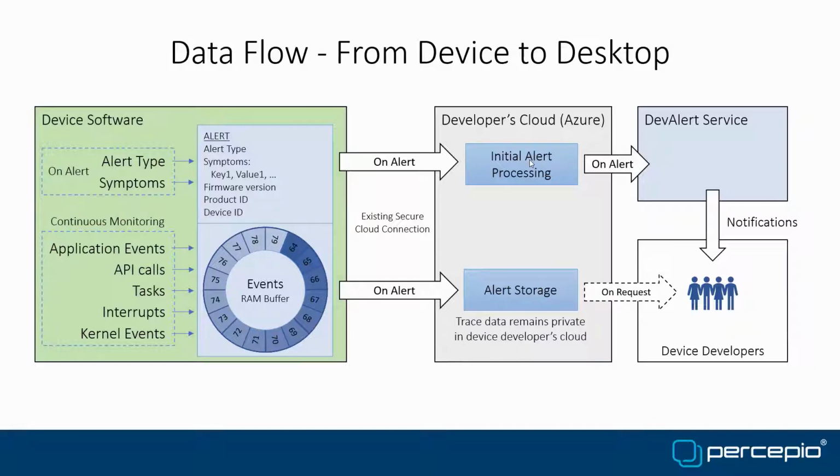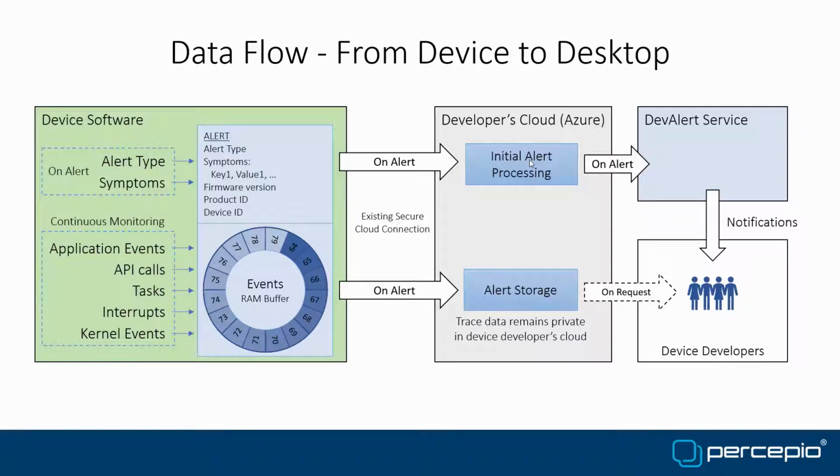When an alert is sent to the cloud, it includes two different parts. You have some metadata, more or less information about alert type, different symptoms, and maybe the firmware version and so on. But you also include the ring buffer, the trace buffer that you have in RAM. This is stored in your cloud, for example Azure Cloud. So everything goes to, for example, Azure IoT Hub, but then it gets forwarded to some alert storage in Azure Cloud.